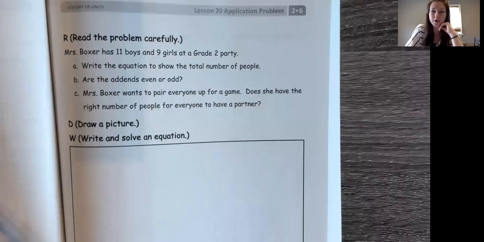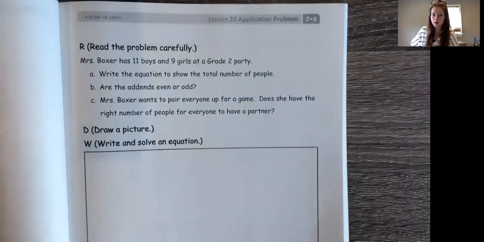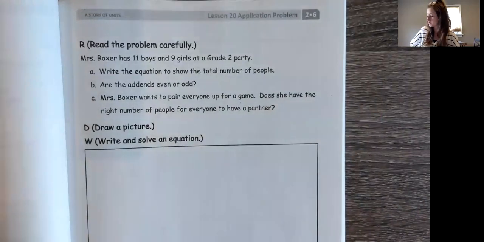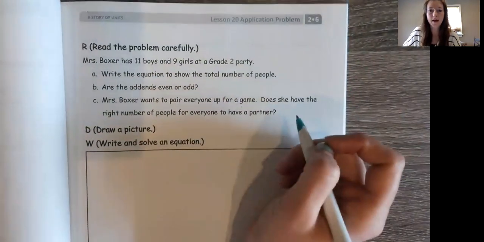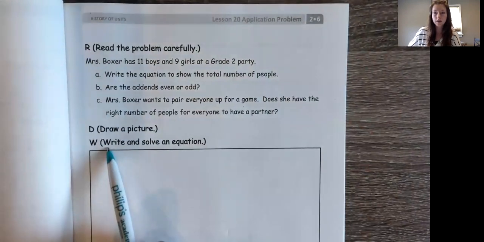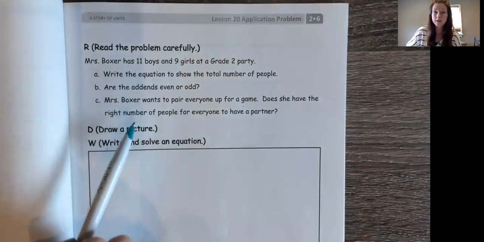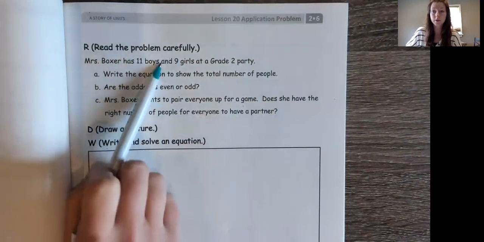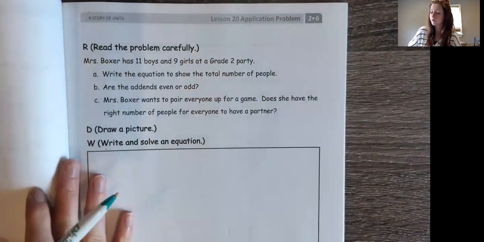Hi, second graders. We're going to go over our application problem for today, lesson 20 application problem, which is page 117 in our math workbooks. So we're going to follow our steps of read, draw, and write. And we're going to do all of the steps because there are a bunch of steps for this problem. So we're going to make sure that we do every single step.